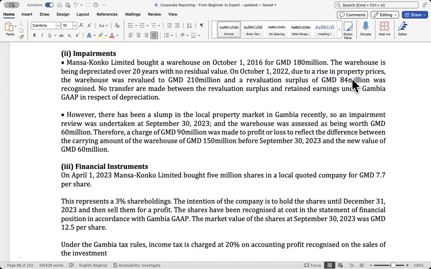He actually did it correctly. You might want to check if you want to in the exam. But the only thing he did not do correctly here is this. They said no transfer was made between revaluation surplus and retained earnings under Gambian GAAP. IAS 16, Nigerian GAAP, requires excess depreciation, which we call a transfer between revaluation surplus and retained earnings.